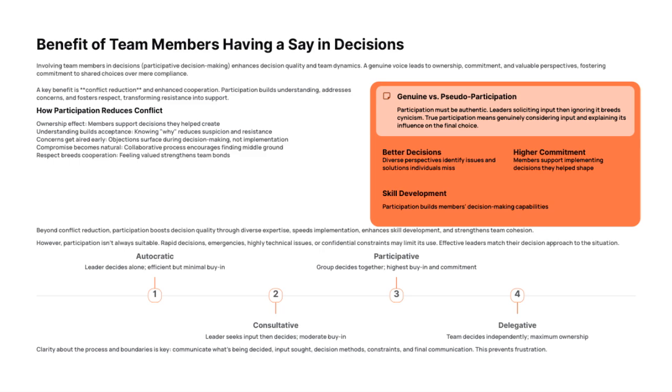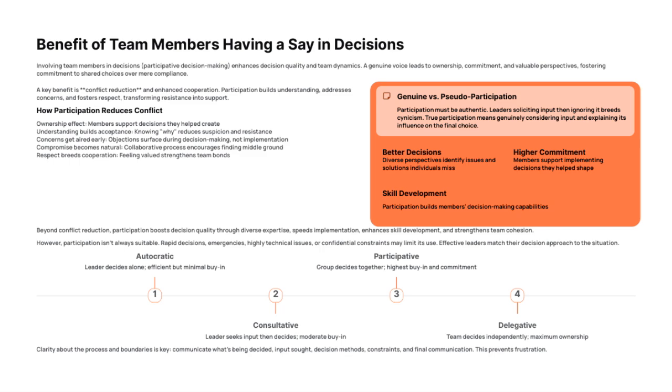Beyond just reducing conflict, involving team members in decisions actually improves the quality of those decisions. Diverse expertise leads to better solutions, and the process speeds up implementation. Plus, it helps develop team members' skills and strengthens overall cohesion. Participation also builds members' decision-making capabilities. When team members support decisions they helped shape, they feel more invested. Support for implementation grows because they understand the reasoning behind the choices.